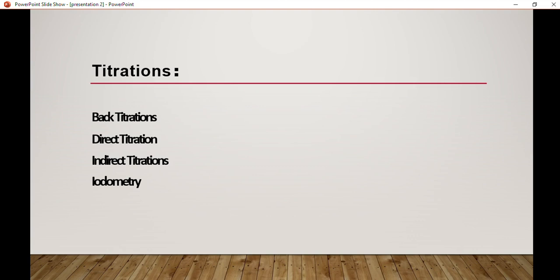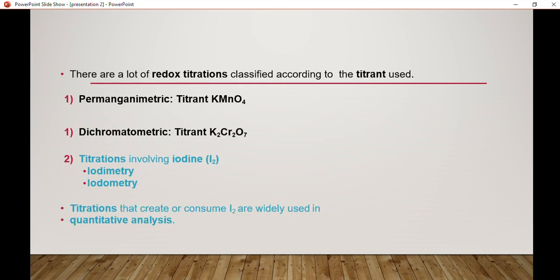Now we discuss different types of titration. First is back titration, second is direct titration, third is indirect titration, fourth is iodometry. There are a lot of redox titrations classified according to the titrant used. Permanganate titrant KMnO4, dichromate titrant K2Cr2O7. Second, titration involving iodine, iodimetry and iodometry. Titrations that create or consume I2 are widely used in quantitative analysis.